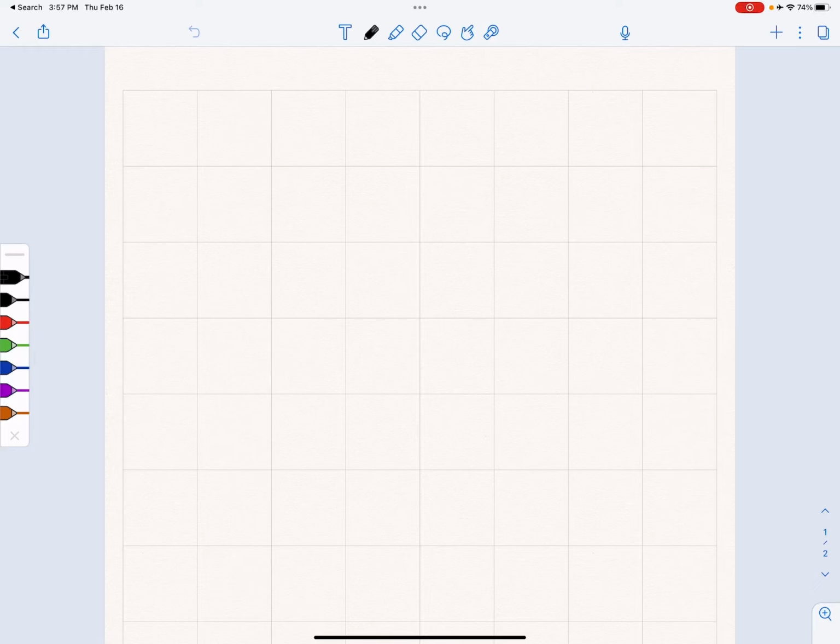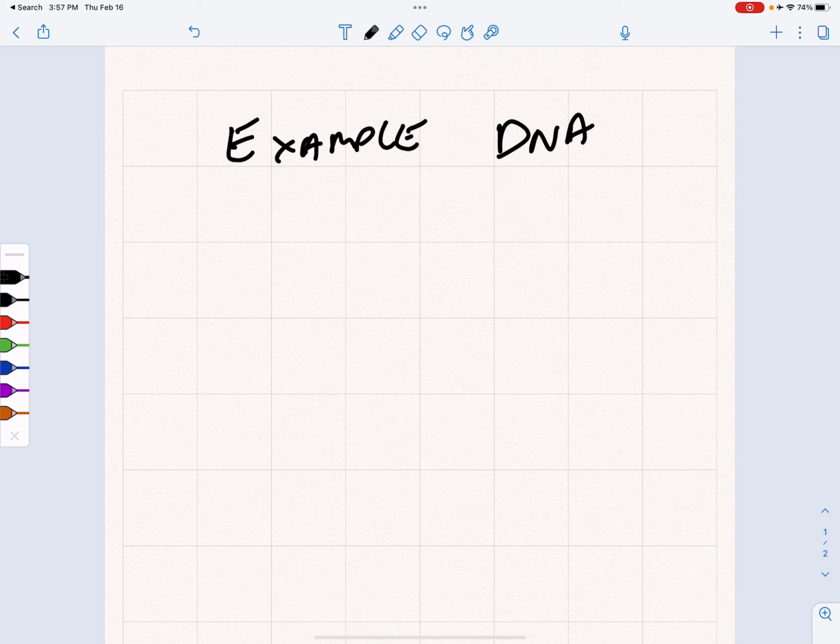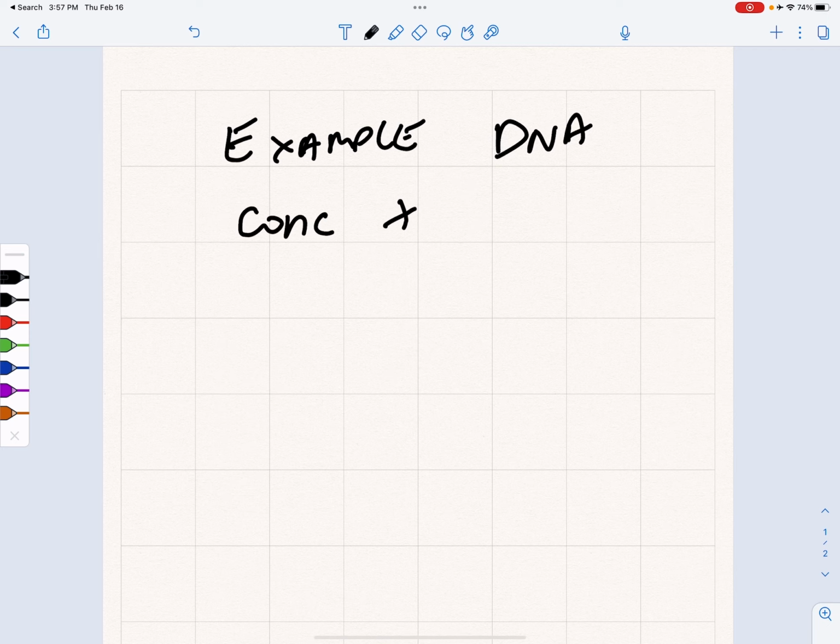Okay, now I wanted to give an example of some of the calculations that we did for the spectrophotometry of the DNA in lab this week. So we'll do an example of DNA concentration and mass with the spectrophotometry.